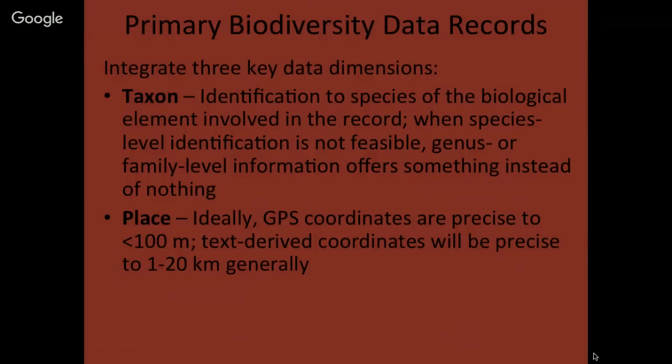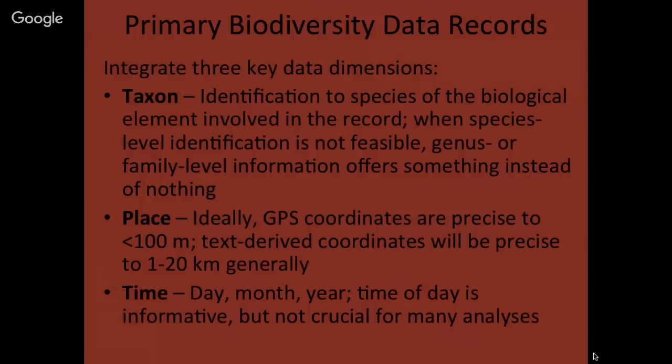Place, obviously GPS coordinates, which are precise to better than 100 meters generally. GPS coordinates are best. Text-derived coordinates, essentially like, what is the latitude and longitude of the point that's 10 kilometers north of New York City. Coordinates like that will be precise at a coarser level. Better than nothing. And in fact, it's what we have for all of the biodiversity records prior to GPS.